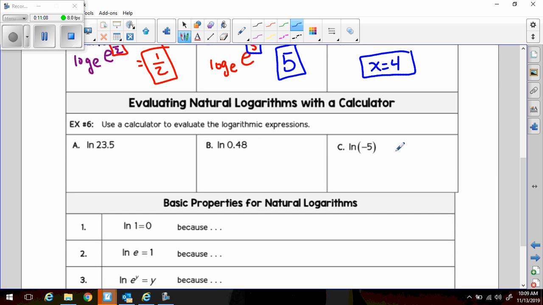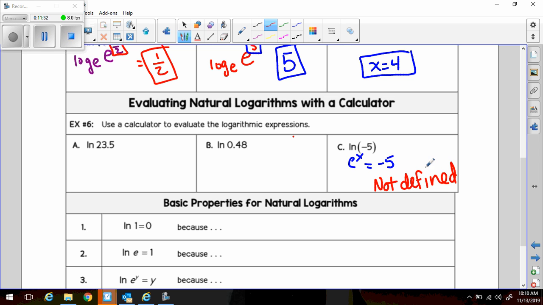You can use a calculator for this. You can't have a negative log. You can't have a negative inside the expression because it's saying e to the what power will give us a negative number. Even if I have negative powers, they'll just make it a fraction. So you're never going to have a negative number. So this one you can say like not defined.